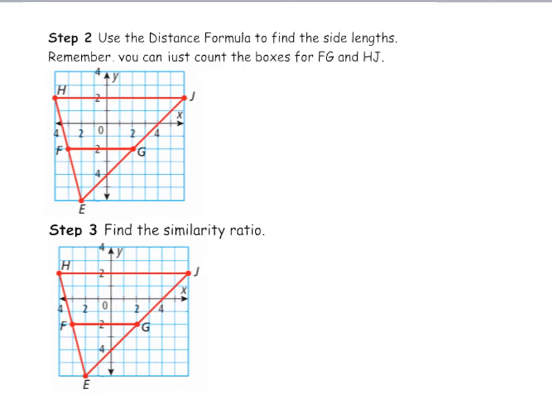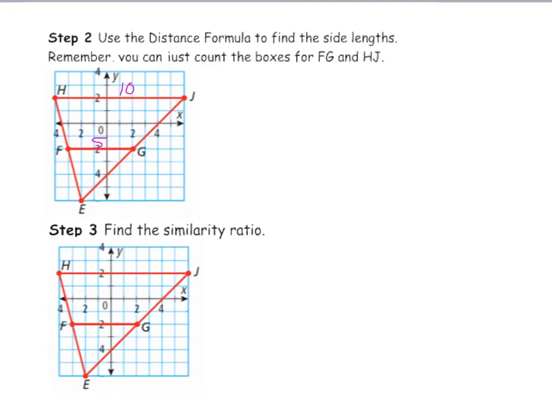Now, the next step of the process is to actually use the distance formula to find the side lengths. Anytime you're dealing with horizontal or vertical distances, you can go ahead and just count those off. So if we're taking a look at FG, that's a nice easy one. If I'm going from F to G, I've got 1, 2, 3, 4, 5. I know that distance is 5 units, so I'll put a 5 down for FG. And I know for HJ, if I count that off, 1, 2, 3, 4, and then I've got another 6 over here. So we know that's 10 units for HJ.